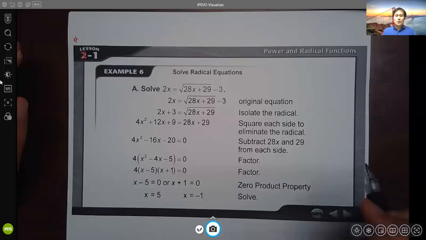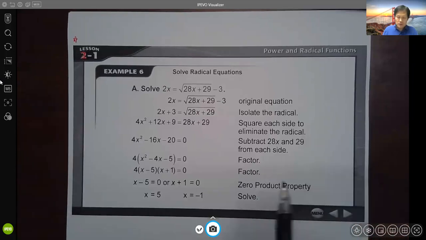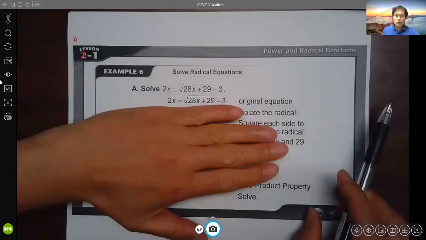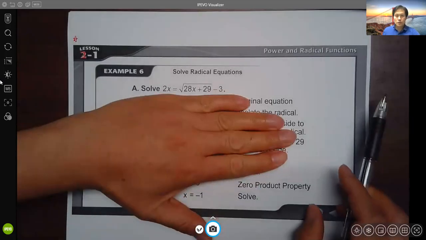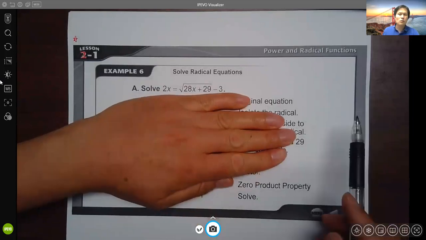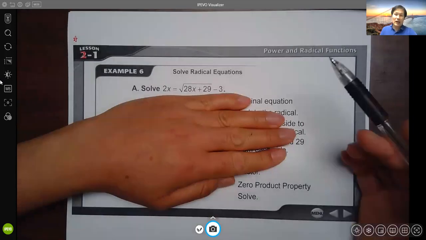Okay, continuing 2-1. Example 6. Solve this. Okay, this question is considered not that difficult. You might say, well, it looks difficult. Well, comparatively, it's not that bad.